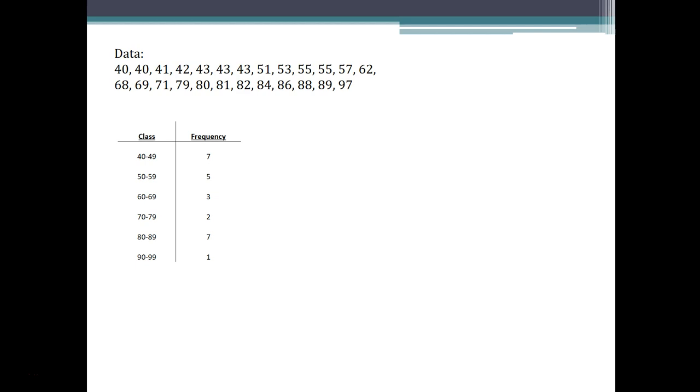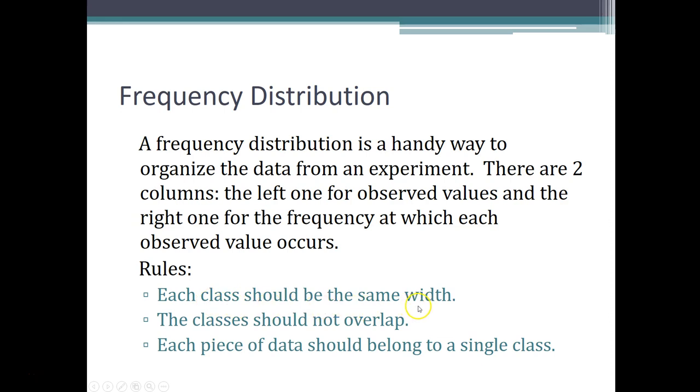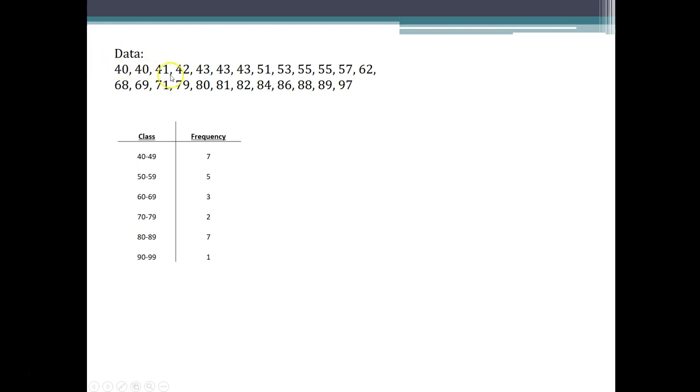Then notice that every time one class ends, the next class picks up right after that. No gaps, no overlaps. So on that previous slide, they said each class should be the same width. That means each class is the same size. The classes should not overlap, and each piece of data should belong to a single class. So each of these pieces of data was only included in one class. Like 40 got included in the class 40 to 49, but in no other classes. So you can't have your classes set up so that data could go into more than one of them.